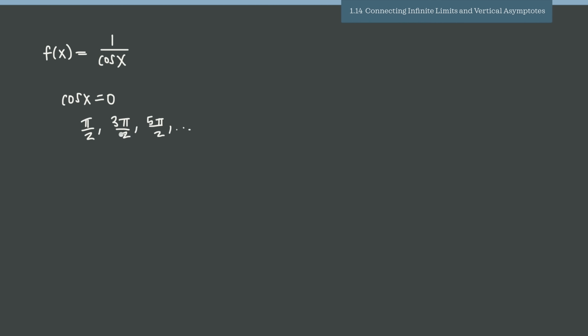And so this function f of x is going to have vertical asymptotes at all of these points, continuing on in the positive direction, and then also in the negative direction. So negative pi over 2, negative 3 pi over 2, negative 5 pi over 2, and on like that. All of those are going to be vertical asymptotes.